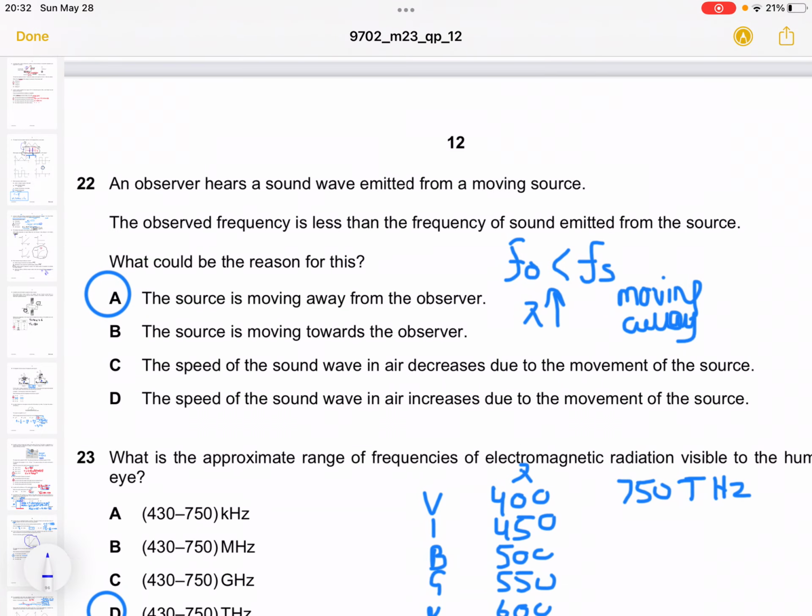It says that an observer hears a sound, the observed frequency is less than the frequency of the sound. So the frequency is less, so that means that the wavelengths have expanded. So if the wavelengths have expanded, the source is moving away, so A is the appropriate answer.